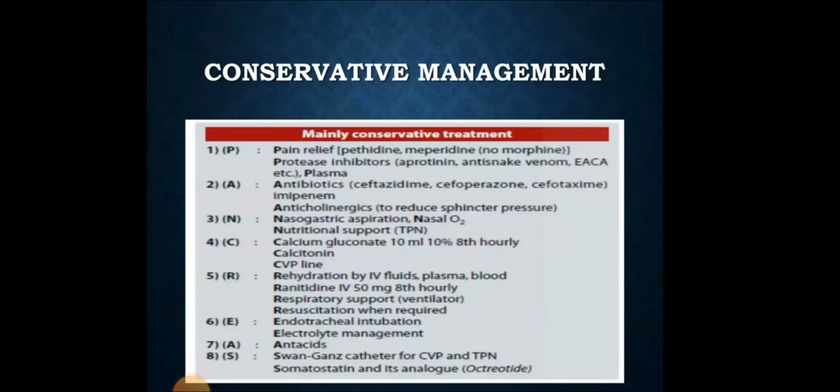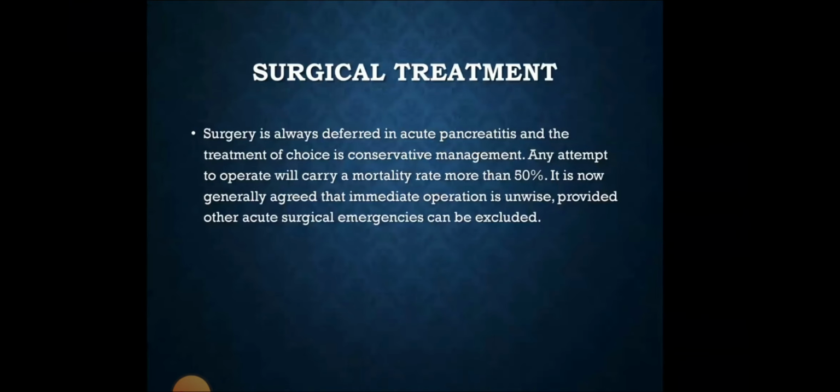Then nasogastric aspiration, nutritional support, that is according to the symptoms and according to the condition of the patient. Other treatments also can be suggested like rehydration, then respiratory support, resuscitation, endotracheal intubation, electrolyte management, antacids, catheter. So that is depending on the condition of the patient, conservative management can be decided. And surgical treatment, it is told that it is always deferred in acute pancreatitis. Surgery is always deferred in acute pancreatitis, and the treatment of choice is conservative management. And any attempt to operate will carry a mortality rate, and that will be more than 50%, it is told.